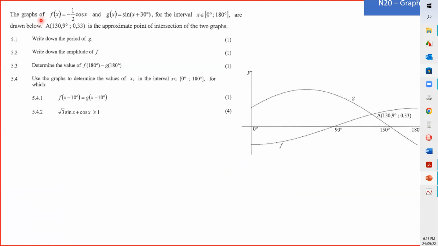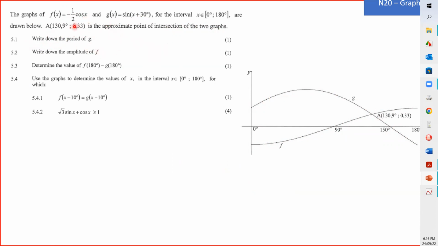Okay, we're ready to read. It says the graph of f of x is equal to -half cos x. That's your f graph. I think you can see that quite clearly. And then it goes on to g of x, which is equal to sine of x plus 30. There's our sine graph. And it gives us the interval. There is a point of intersection, which is 139 and 0.33. The first question is: write down the period of g.